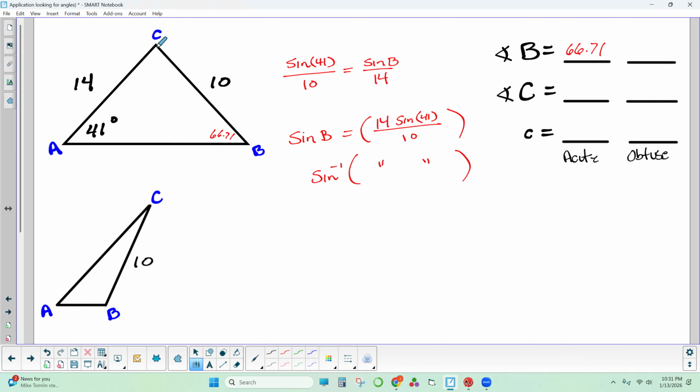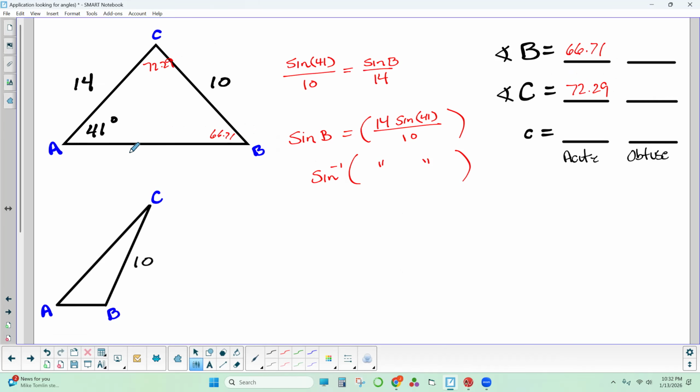Now to find C, we just take these two and subtract them from 180 because all the angles of a triangle add up to 180. So let's go ahead and do that real quick. 180 minus 41 minus 66.71 equals 72.29. All right. So we're almost done here.